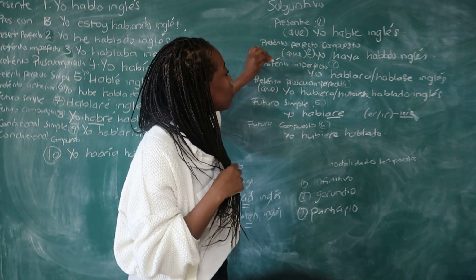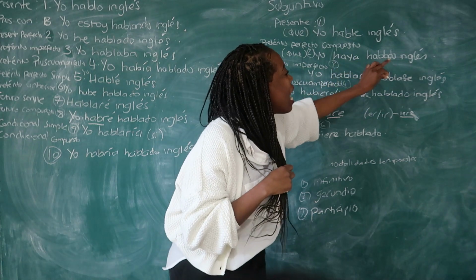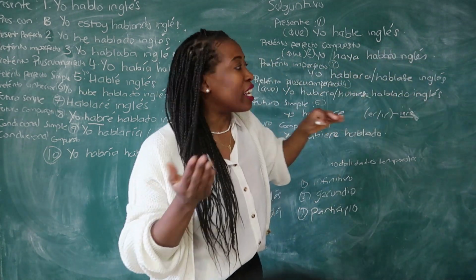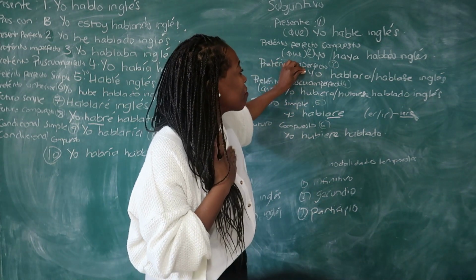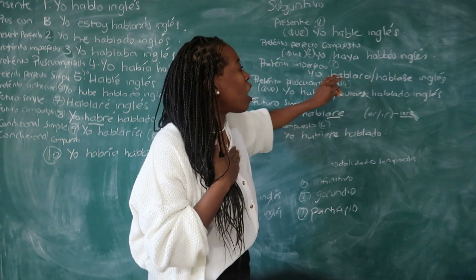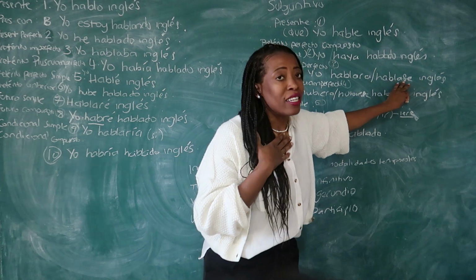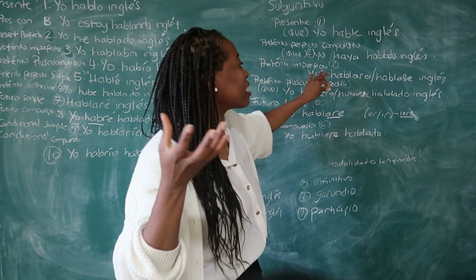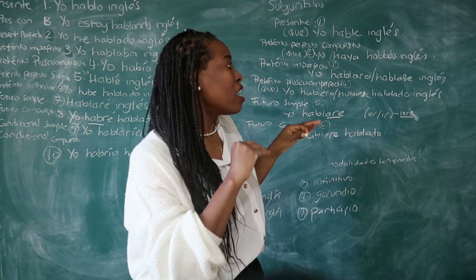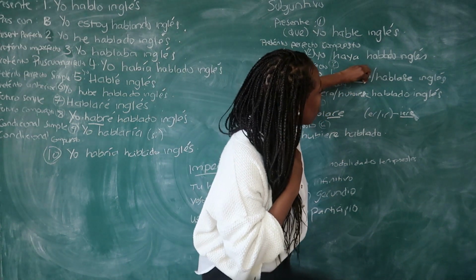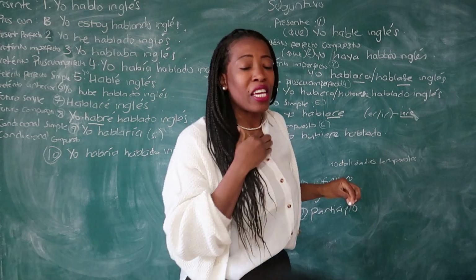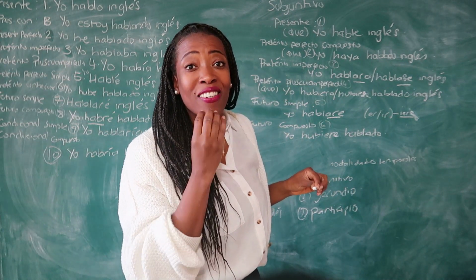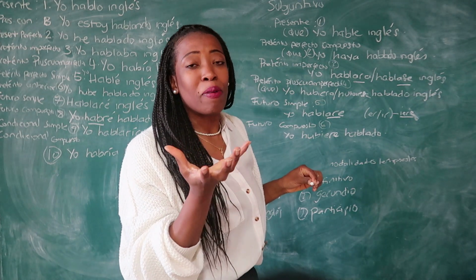So el pretérito perfecto sería yo haya hablado inglés. El pretérito imperfecto sería yo hablara o hablase. There are 2 conjugations for the imperfect in the subjunctive: hablara, ending with AR, or ASE. Que yo hablara. Él quería que yo hablara inglés. Que yo hablara, that I speak.